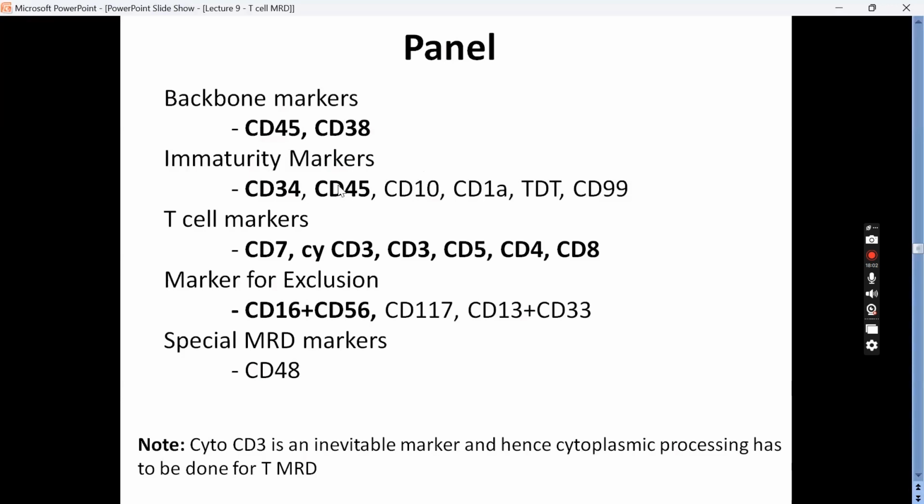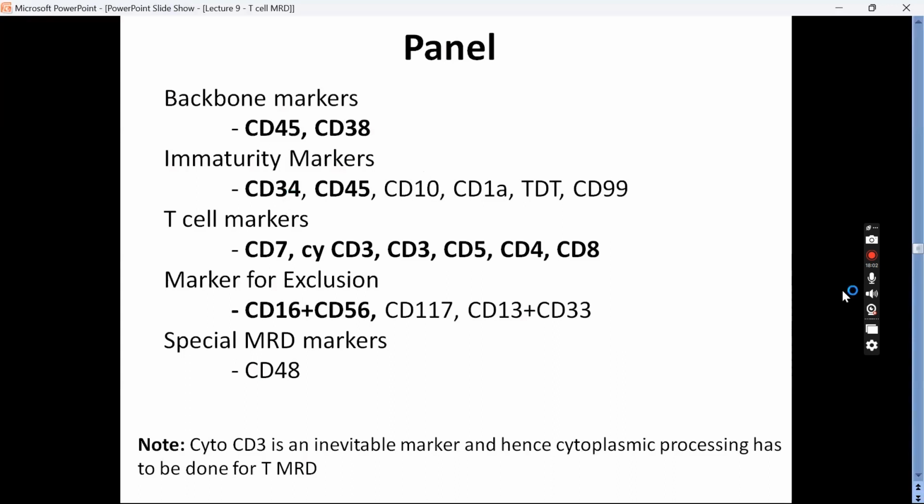Dim expression of CD45, of course, is good, but still, in contrast, expression of CD34, CD1A, TDT or CD99, even if a single marker is present in a good cluster of cells, is quite solid evidence to take those T cells as immature.